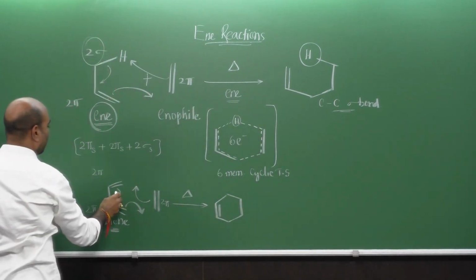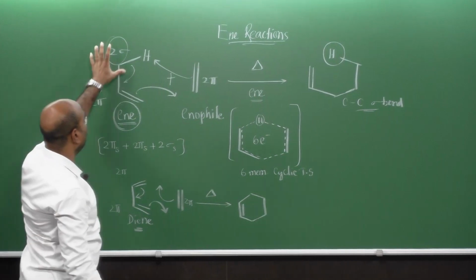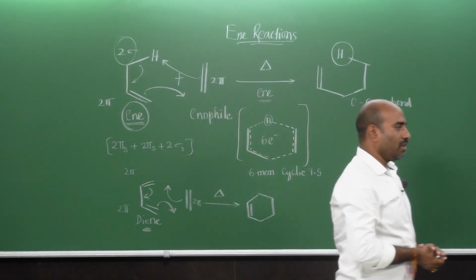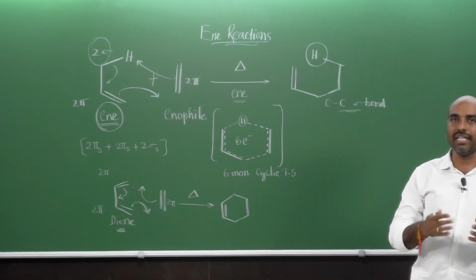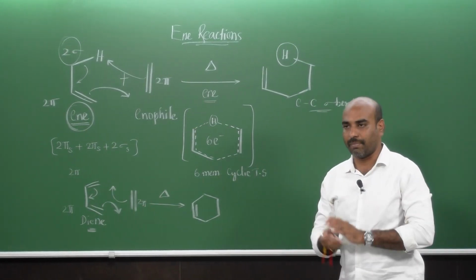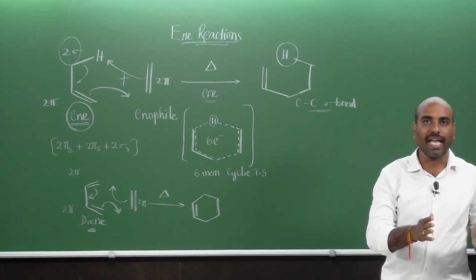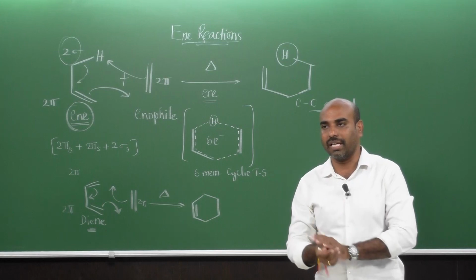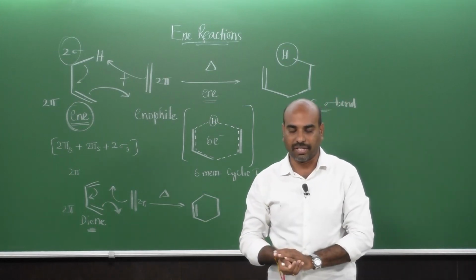So, the 2 pi electrons in the diene is replaced by 2 sigma electrons. So, that is the difference. So, then what happens? Generally the Diels-Alder reaction is also a thermal reaction. That means you need to react the diene component as well as the dienophile component under thermal conditions to get a cyclic adduct molecule, right.